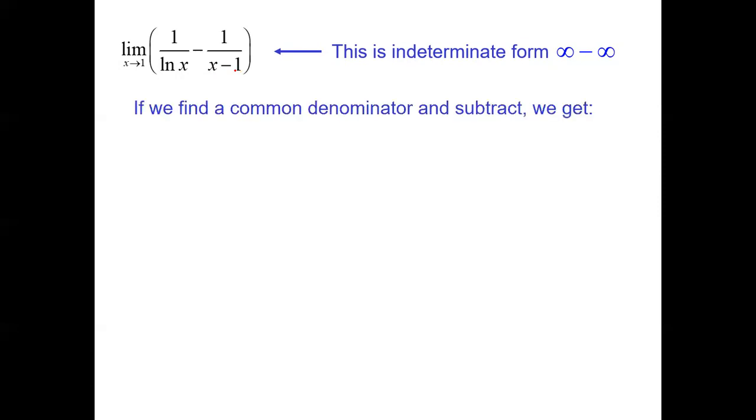Well, we get a common denominator. And here's my common denominator. Just multiply the two together, which means this first fraction has to multiply by an x minus 1 over x minus 1 to get that common denominator. And the second fraction has to multiply by an ln of x in the numerator and an ln of x in the denominator. And so that's how I wind up getting my numerator.